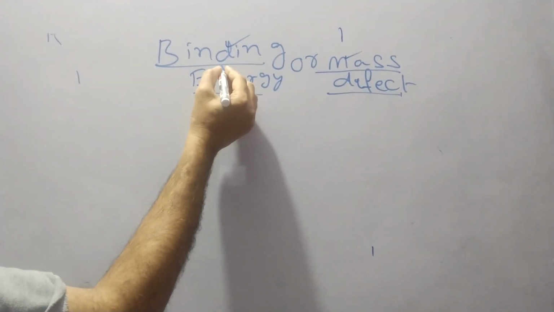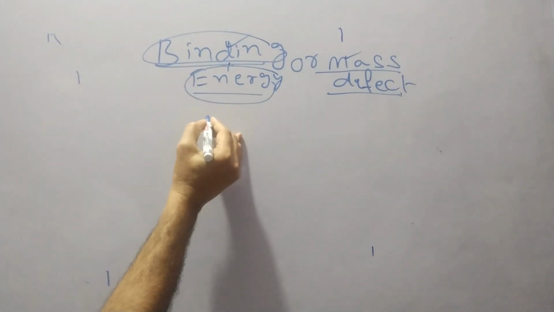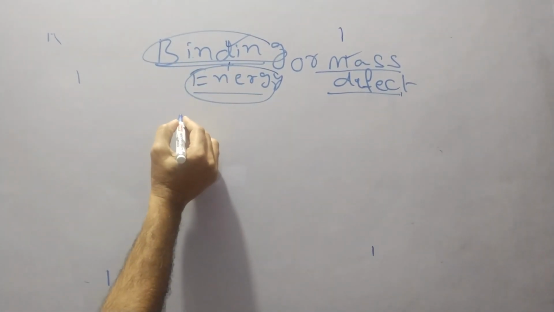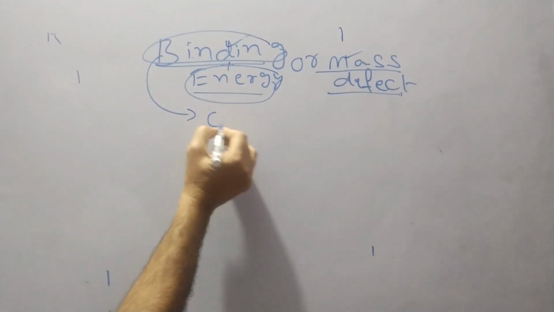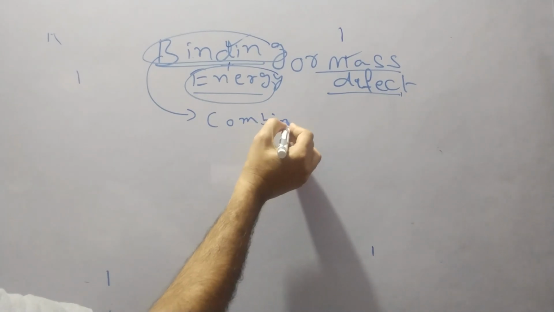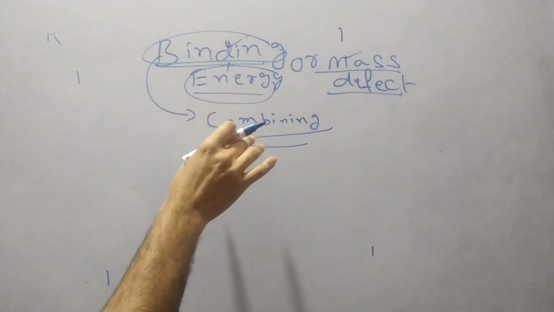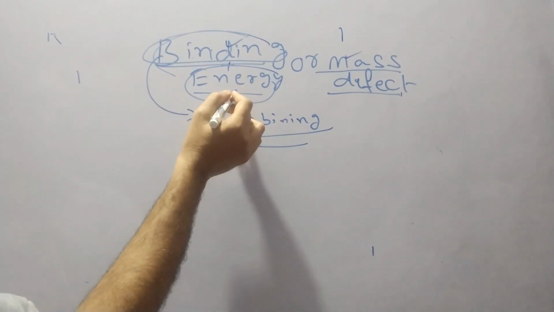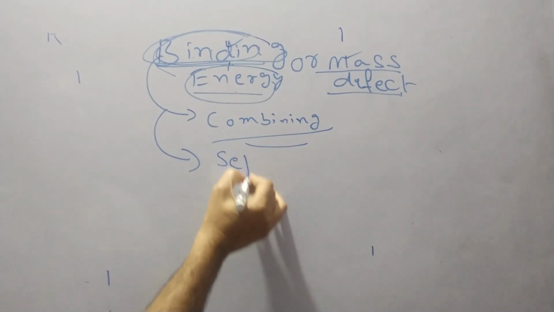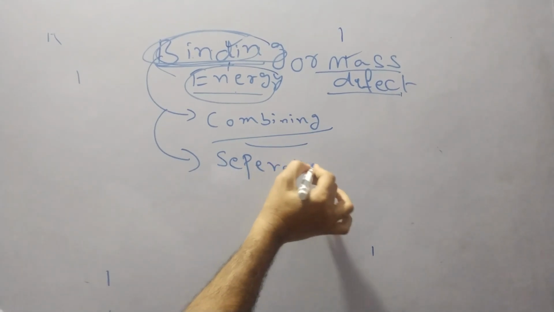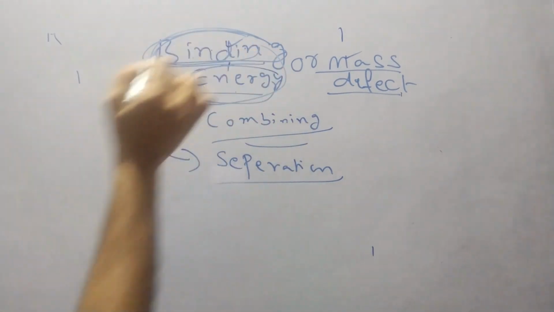So in binding energy we have two terms. One is binding, second is energy. Actually this is a negative statement here. Binding is a negative statement in this one. The meaning of binding in English is combining, but for this binding energy, binding means separation, not combining. So that's why we can say here it is a negative statement.